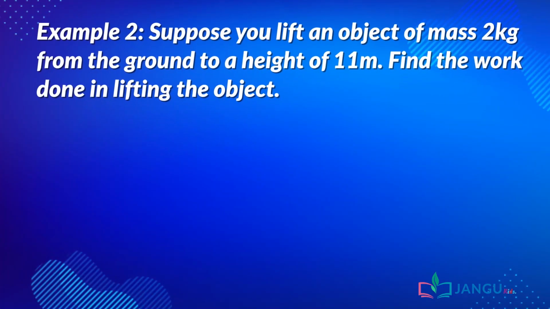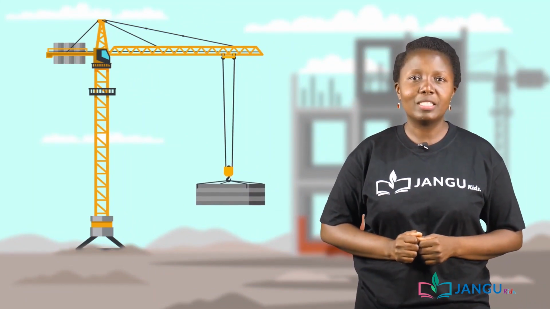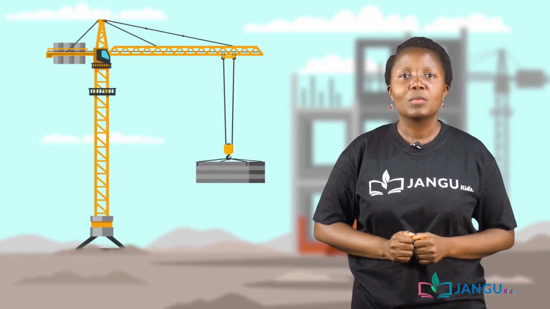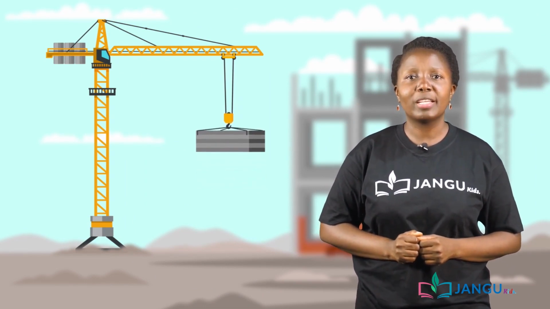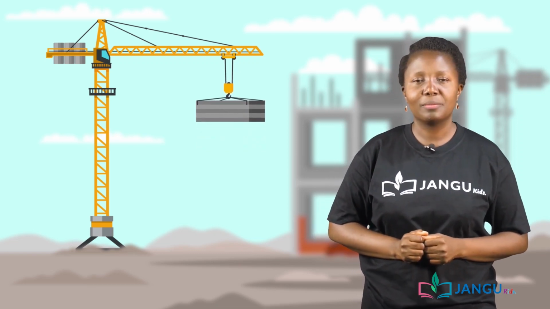Example 2. Suppose you lift an object of mass 2 kg from the ground to a height of 11 meters. Find the work done in lifting the object. In this context, if the object is lifted, work is done against the force of gravity. When work is done, energy is transferred to the object and it gains gravitational potential energy.